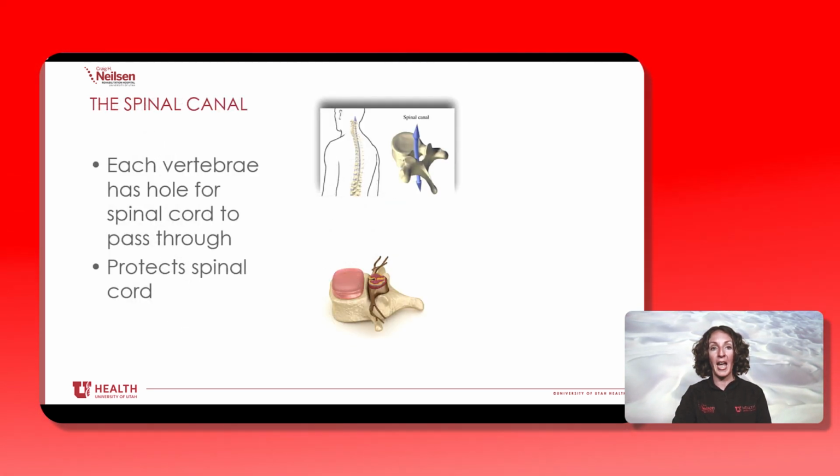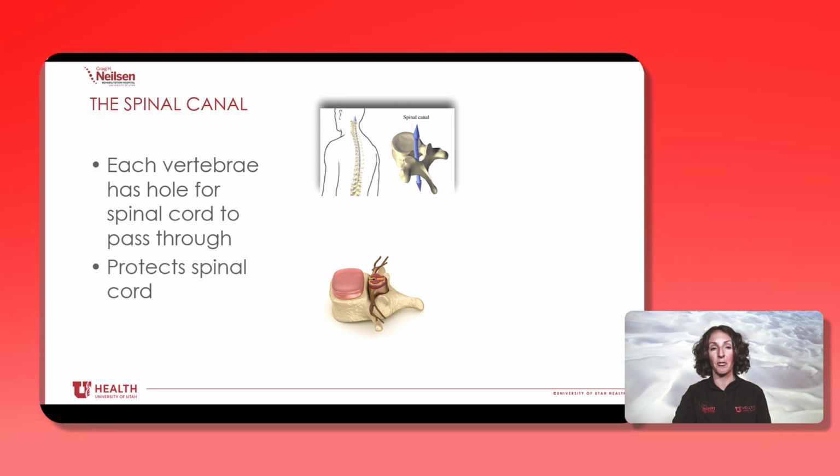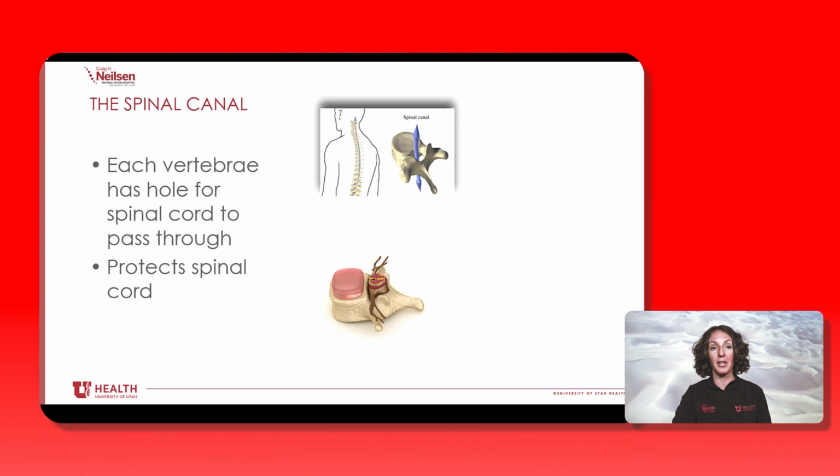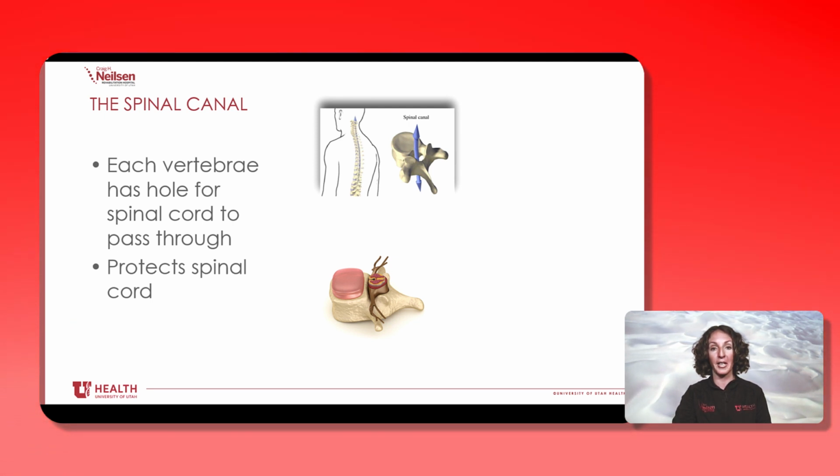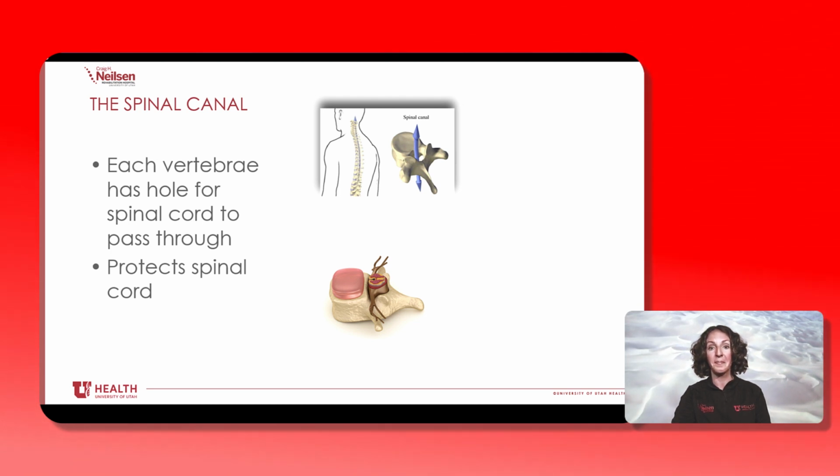So each vertebrae has a hole in it, and the purpose of that hole is for the spinal cord to pass through. This is called the spinal canal, and this is how the spinal cord is protected. So in the lower picture, you can see the vertebrae, or the bone, and the contents if you were to snap the back down the middle.